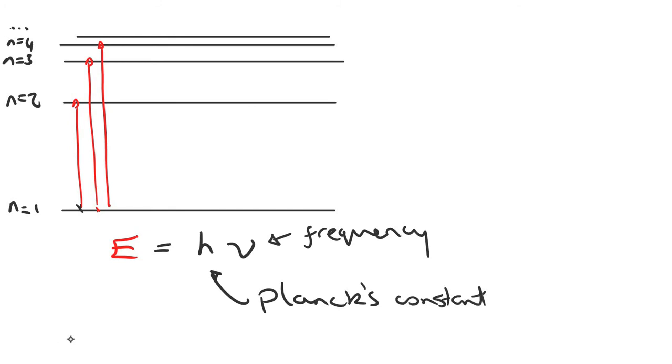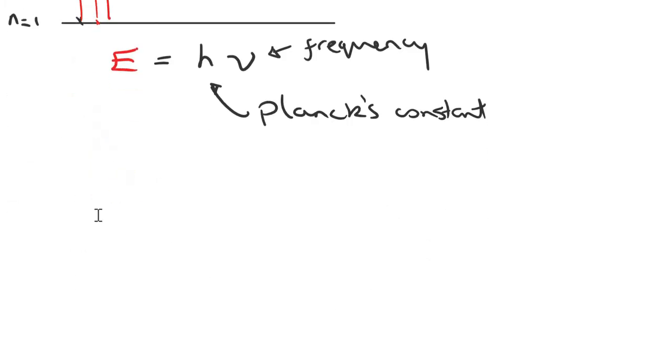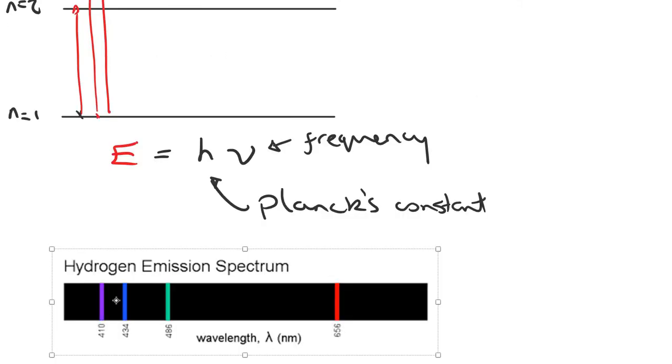So each particular element, as its electrons go from different energy levels, will give off a very characteristic emission spectrum. So the hydrogen emission spectrum looks like this. Each wavelength of light corresponds to a certain energy drop, i.e. from one excited state electron back down to n equal to 2, and that gives off a photon of light which we see in its emission spectrum.